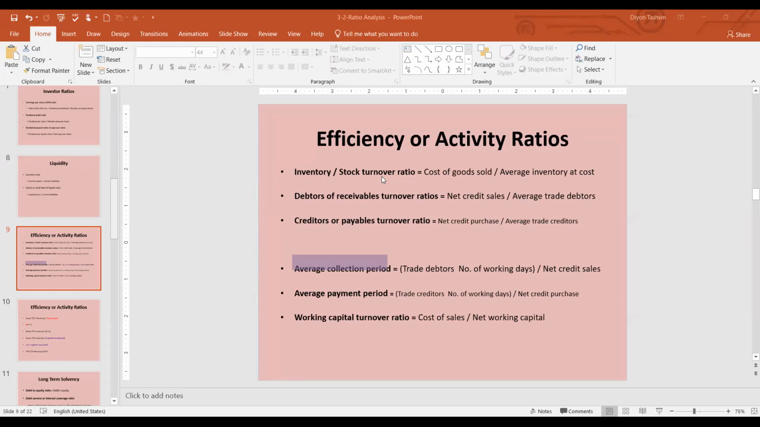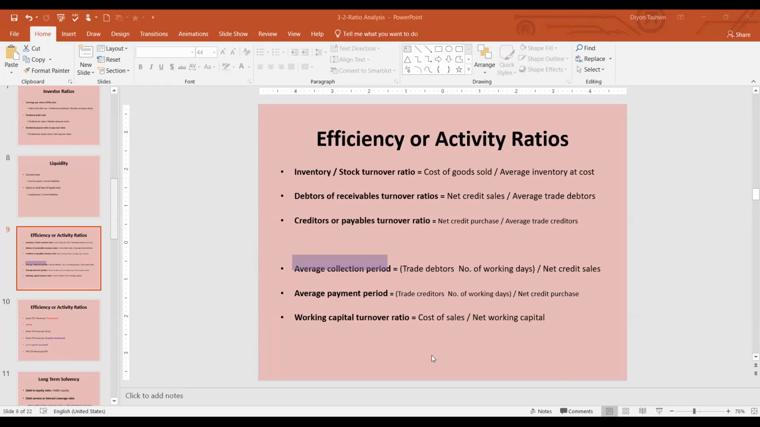So how are we going to take the average? If we have 2 years, we add them together and divide by 2. But to do this, we need the comparative years. If we don't have the comparative years, we just divide by the trade debtors in that particular year itself, rather than taking the average. Then we can take the creditors turnover ratio. In the creditors turnover ratio, we take the net credit purchases and divide by the average trade creditors.